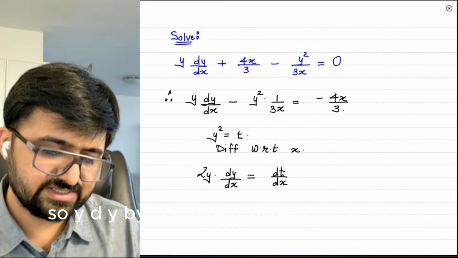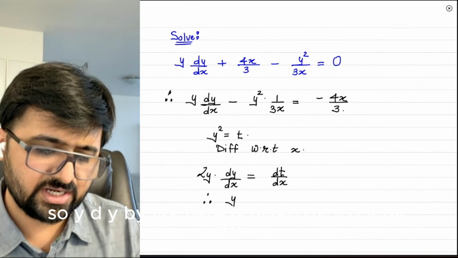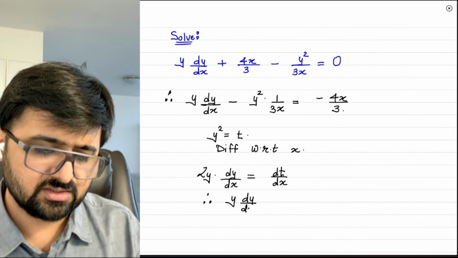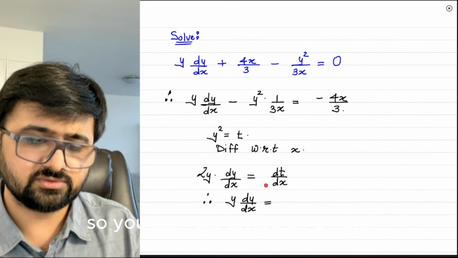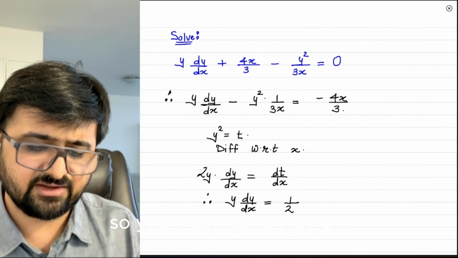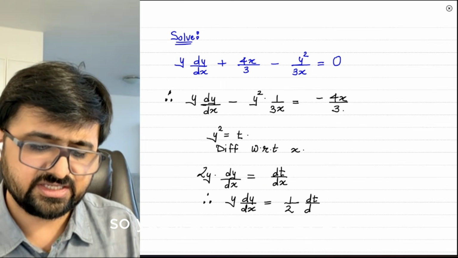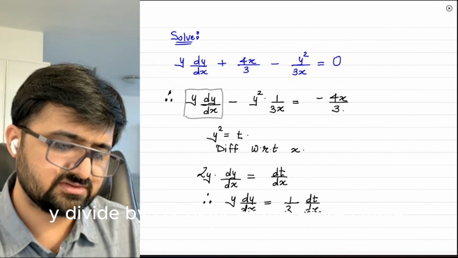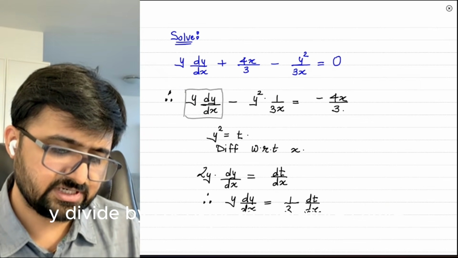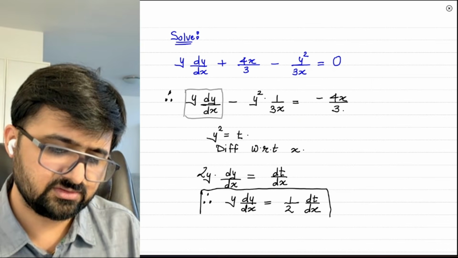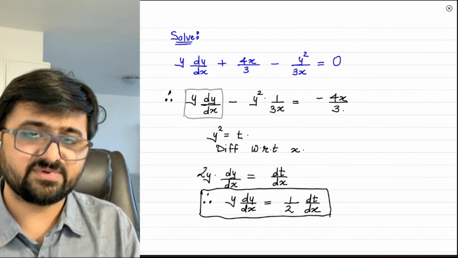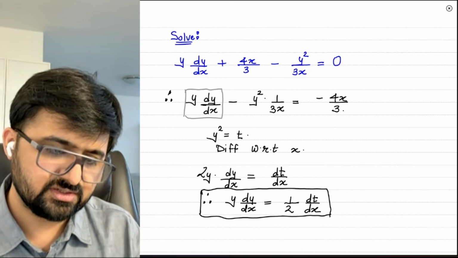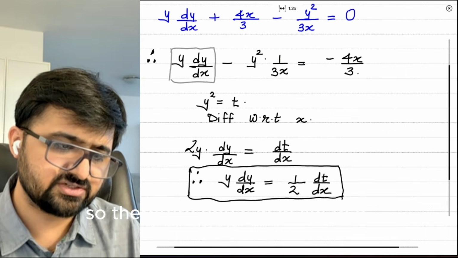So y dy by dx here is given by y dy by dx. You can just divide by 2 here. So you'll get half dt by dx, because that's the term I'm looking for, y dy by dx. Okay. So therefore I have here y dy by dx is half dt by dx. Okay. So therefore you can make that substitution now.